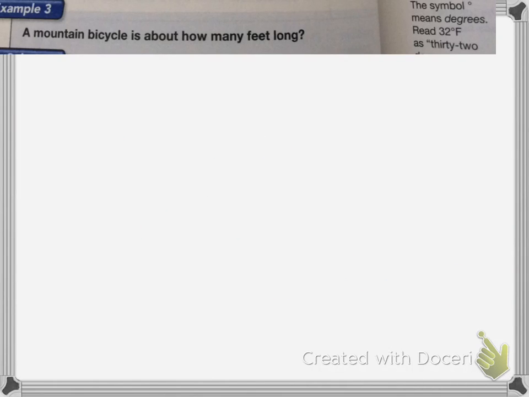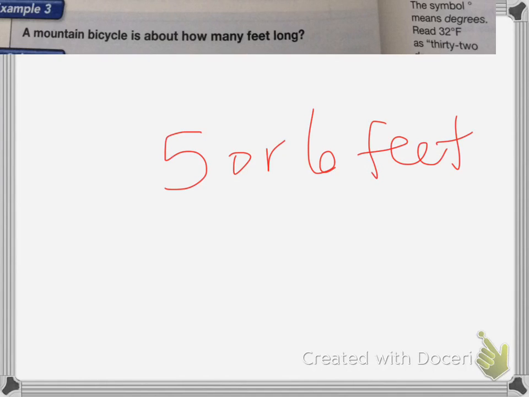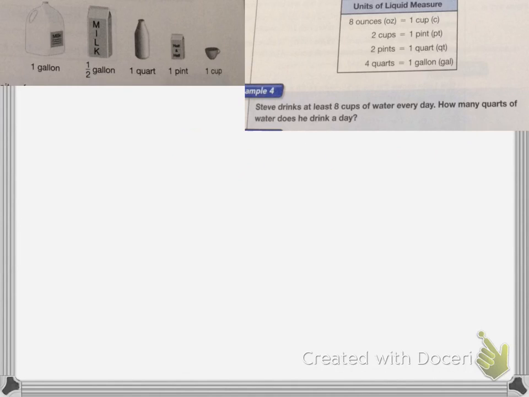So a mountain bicycle is about how many feet long? With this one, you have to figure out how long a mountain bicycle is. So a mountain bicycle is about 5 or 6 feet long. So I would say about 5 feet long, 5 or possibly 6 feet long. And that one's just figuring out in your head about how long it should be.